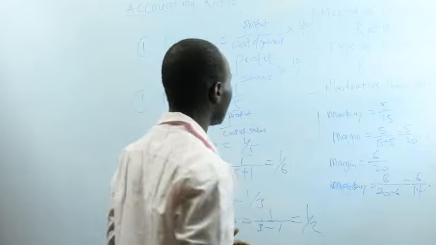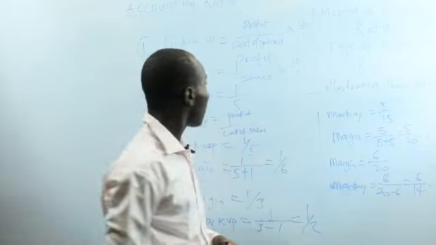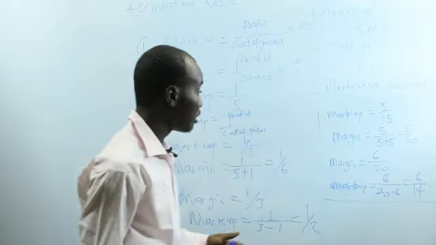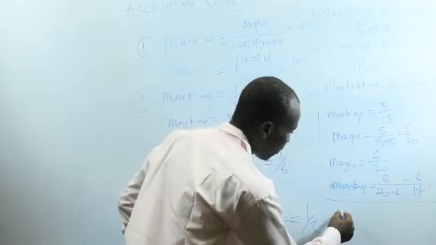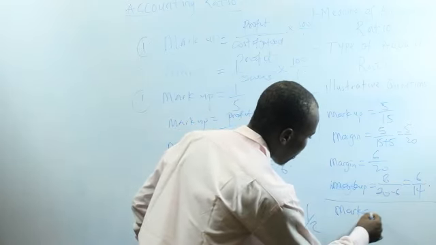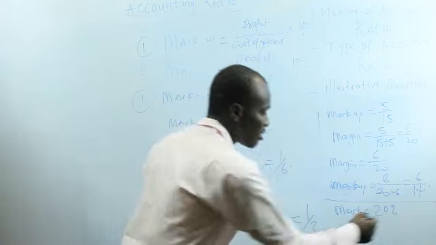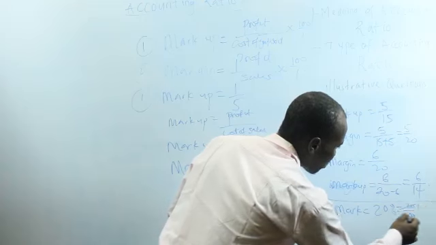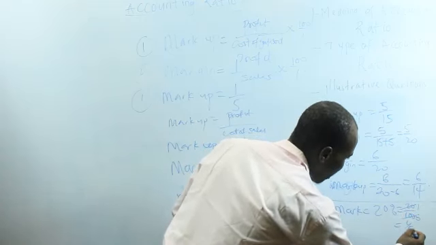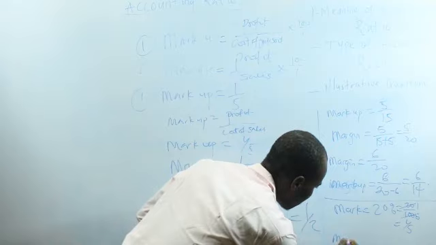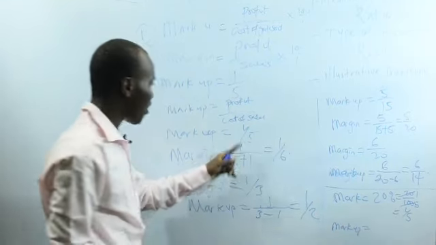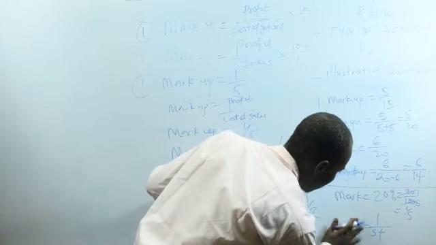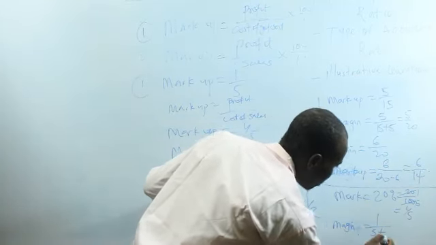So that is all about the relationship between the markup and the margin. Thereafter, let's look at how we can convert markup to margin and margin to markup in percentage. Let's assume we have markup as 20%. That means 20% will be 20 over 100. Dividing by 20, we get 1 over 5. So our margin will then be 1 over 5 plus 1.